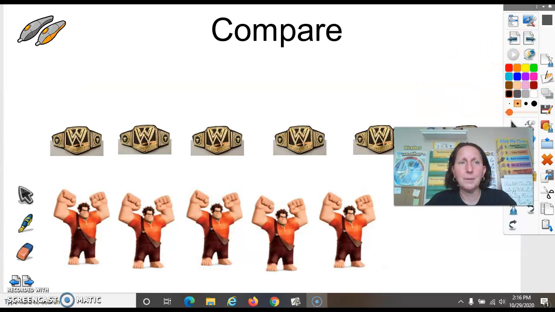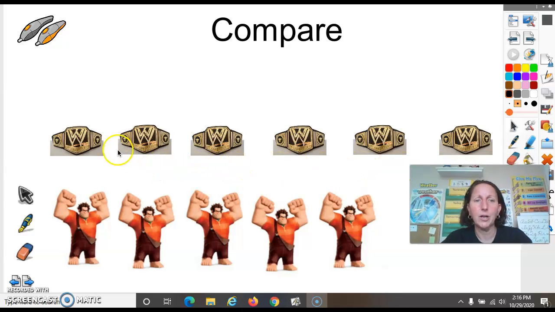So we're going to do a little comparing today. We're going to compare by counting and seeing which group has more and which group has less. So I'm going to count the belts. 1, 2, 3, 4, 5, 6. There are 6 belts. And let's count 1, 2, 3, 4, 5. There are 5. And I want to know which number has the most or more. And you would say this group has more than this group.